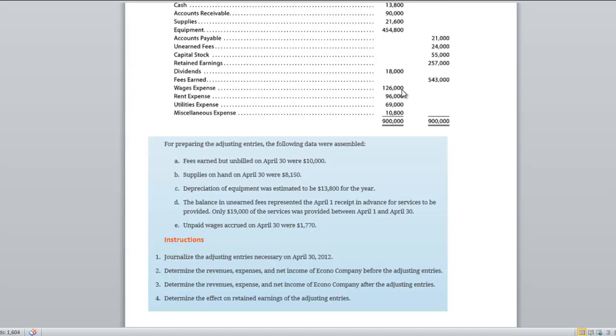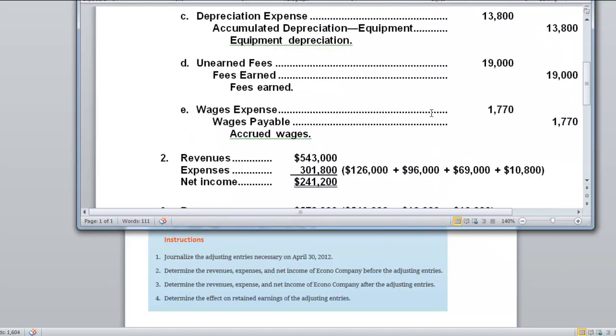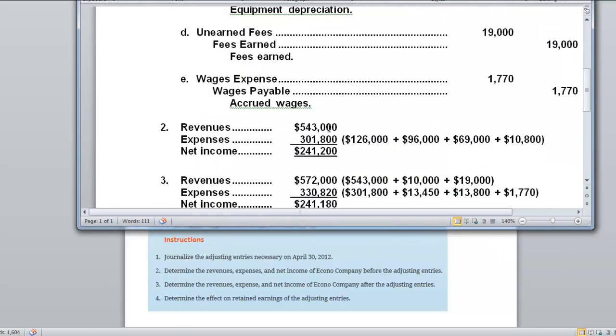Our wages expenses $126,000, $96,000 for rent, utilities $69,000, and miscellaneous expense $10,800, right? All of these four here add up to $301,800. The difference between all of our revenue and all of our expenses at this point is $241,200. Let's take a look at that. Okay, so this was our total revenues. This $301,800 is the total of our four expense items.